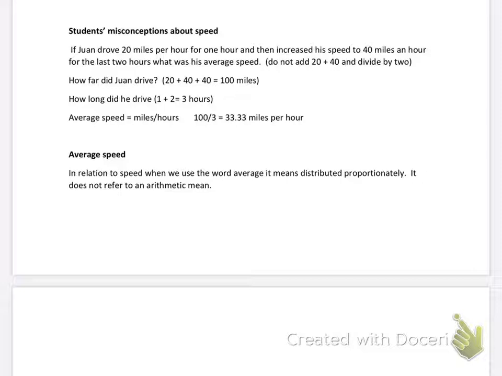So how far did he drive? The first hour, he was going 20 miles an hour, therefore he drove 20 miles. The second hour and the third hour, he is driving 40 miles an hour, so you're going to add 40 and 40. That gives him a total distance of 100 miles that he traveled in 3 hours' time. So his average speed ends up being not 30, which we got if we said 40 plus 20 divided by 2, but a little bit more than that, 33.3 miles per hour.